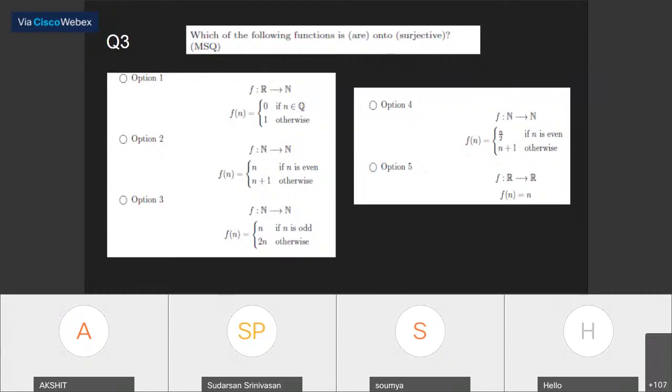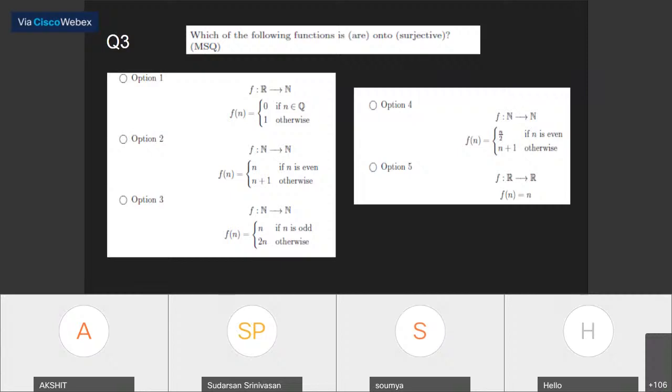See, one way to go about this is you try the values individually. Like you try even values of n. If n is even, then the functional value will be n by 2. n by 2 is not necessarily even, sorry. So n by 2 belongs to the natural number set N. If n is odd, you get n plus 1, and n plus 1 will always be even. So if n is odd, the function value will always be even. If n is even, it can be both odd or even.